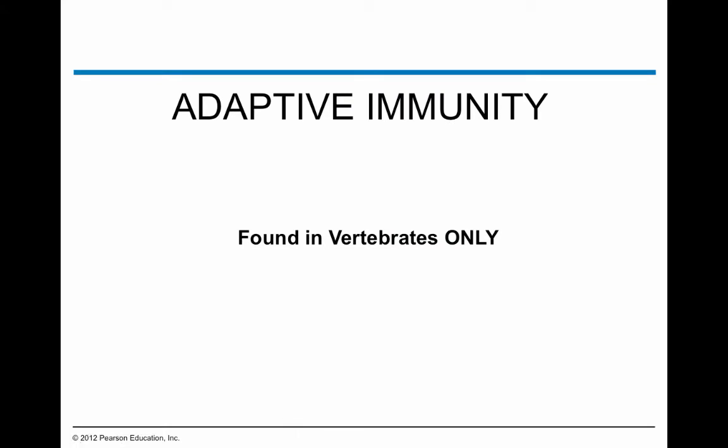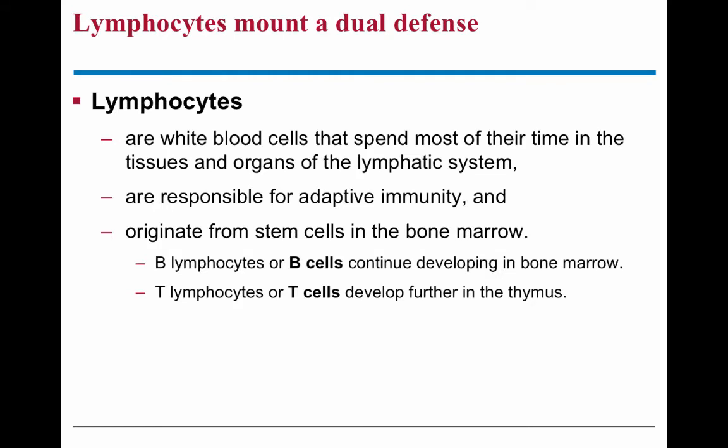All right, so adaptive immunity, let's move on into it. Remember, it's found in vertebrates only. It involves B cells and T cells, right? It involves lymphocytes, B lymphocytes, and T lymphocytes. These are white blood cells, and they actually originate from stem cells in the bone marrow. B cells actually continue developing in the bone marrow. They mature in the bone marrow. That's why we call them a B cell for bone marrow. T cells, on the other hand, will leave the bone marrow, move into the thymus, where they do their final maturation process. So that's why we call them T cells for the thymus.